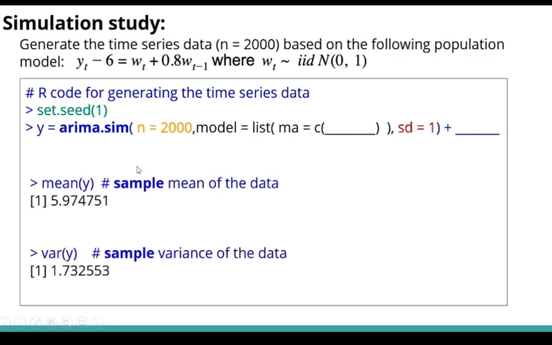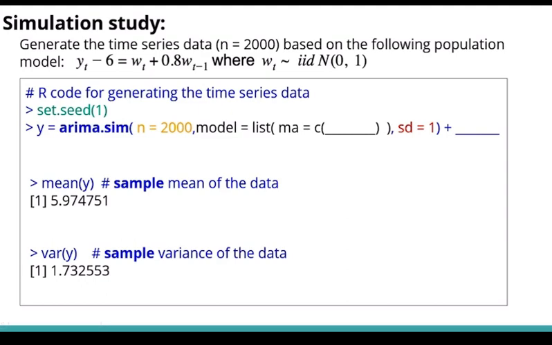So the moment you are done simulating your data, just like what we did before, you can find the sample mean by writing this code, and the variance, and that will give you the opportunity to compare the sample mean with the population mean. The population mean here is 6. The sample mean is 5.97. They are very, very close.